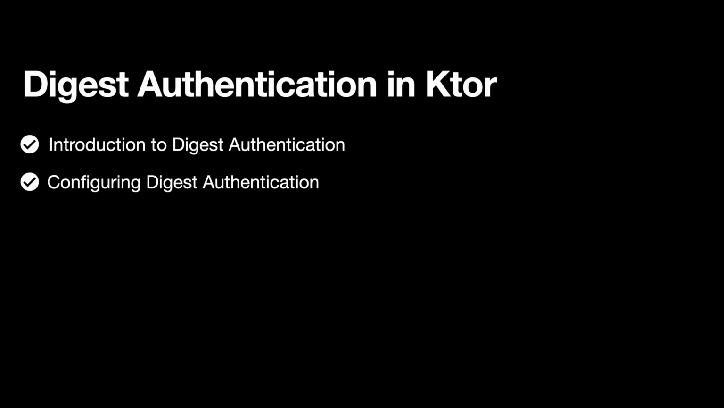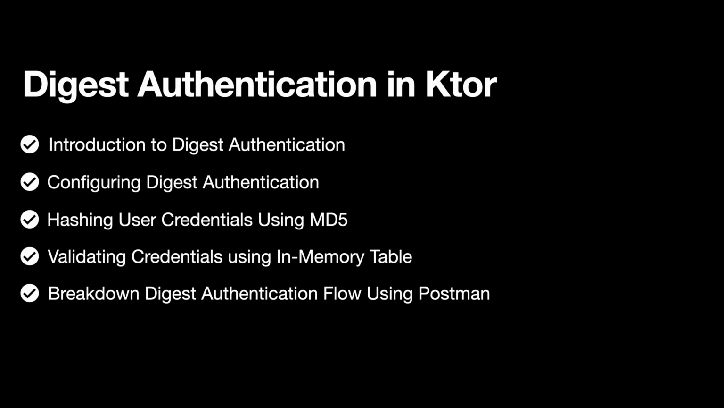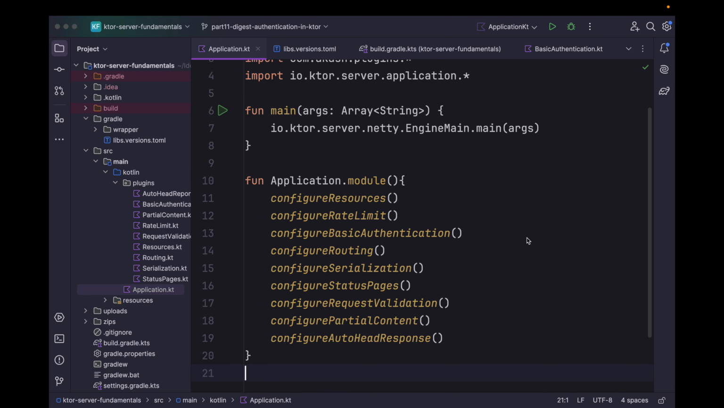Then we will configure the digest authentication. We will also see how to hash user credentials using MD5 instead of storing them in plain text format. For validation and storage, we will be using an in-memory table. And finally, we will see a full breakdown of the authentication flow for digest authentication using Postman. Now, let's begin with configuration.